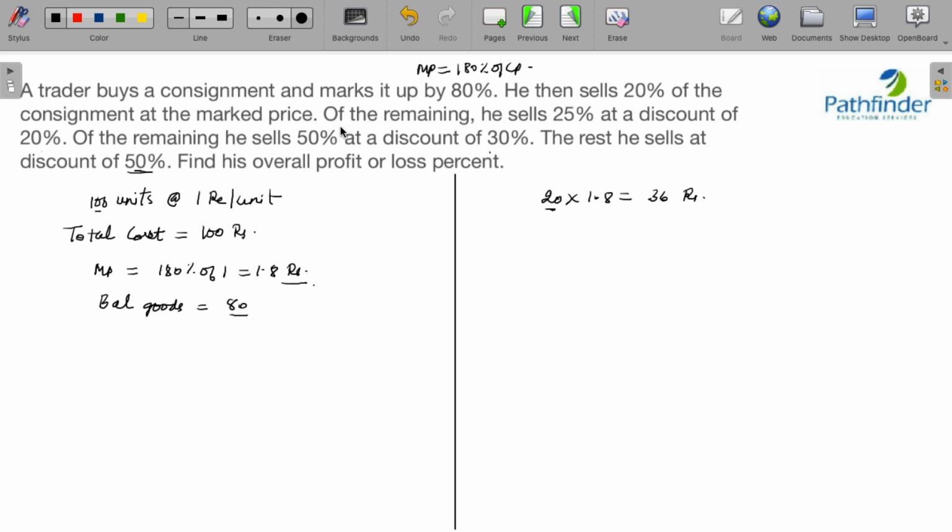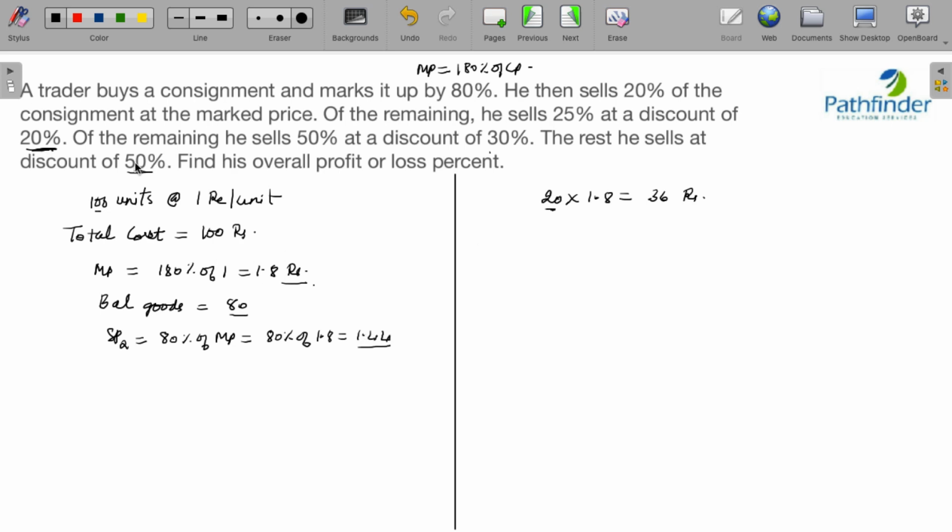The question says, of the remaining he sells 25% at a discount of 20%. So your second selling price must be a discounted price, discounted by 20%. And when the marked price is discounted by 20%, selling price is 80% of the marked price. That is 80% of 1.8, which is 1.44.